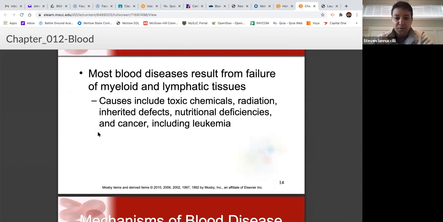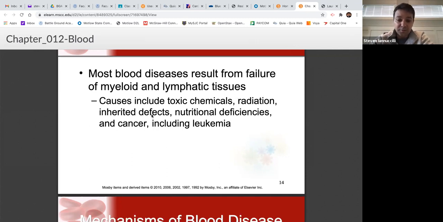Okay, so most blood diseases, I'm not going to get into individual diseases necessarily, but most blood diseases result from a failure of those tissues. So the myeloid or the lymphoid tissues fail to produce correct blood cells. The reason for that could be many different things. Could be exposure to toxic chemicals, could be exposure to radiation, okay? Things like radiation therapy for cancer. It could be radiation from the sunlight, things like that.